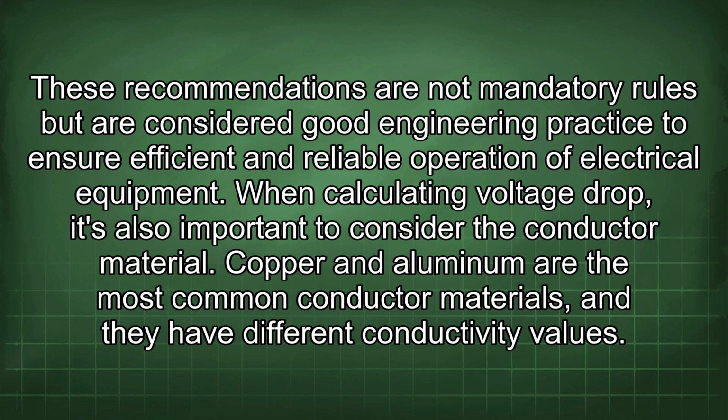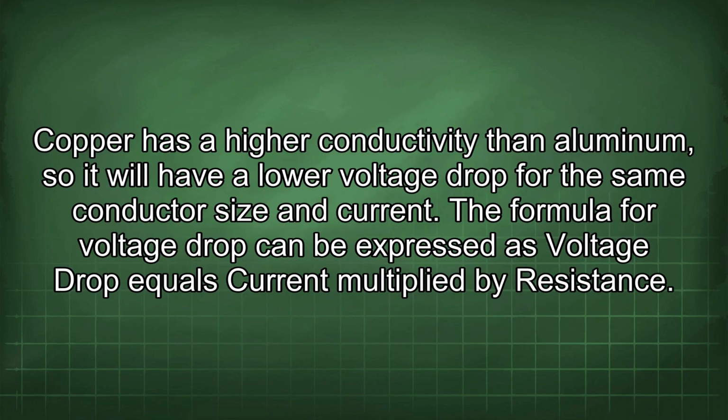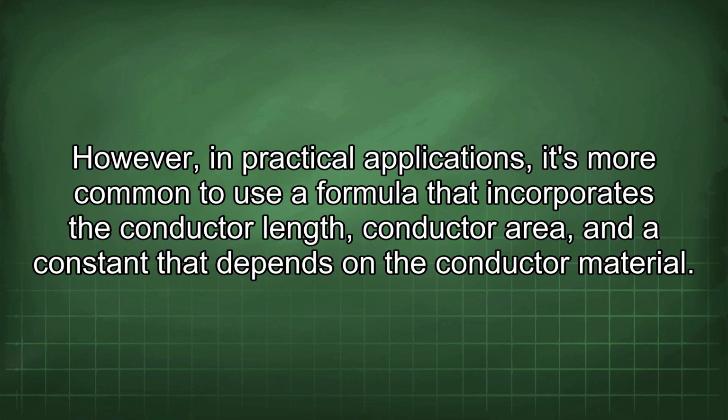When calculating voltage drop, it's also important to consider the conductor material. Copper and aluminum are the most common conductor materials, and they have different conductivity values. Copper has a higher conductivity than aluminum, so it will have a lower voltage drop for the same conductor size and current. The formula for voltage drop can be expressed as voltage drop equals current multiplied by resistance. However, in practical applications, it's more common to use a formula that incorporates the conductor length, conductor area, and a constant that depends on the conductor material.